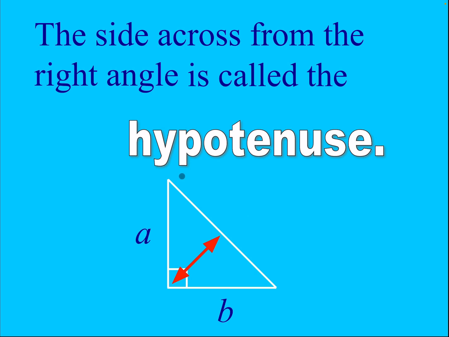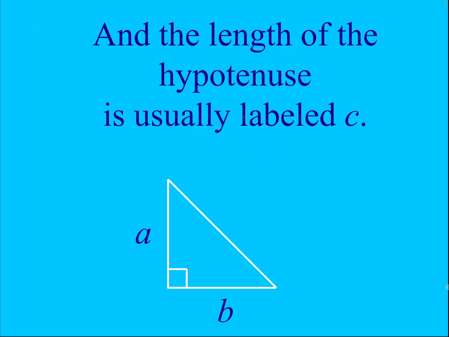And again, the hypotenuse is always going to be your longest side. So a good way to check after you've done the Pythagorean theorem is to make sure that this side is actually longer than either of the two legs. Okay, it always has to be the biggest one. And we usually label the length of the hypotenuse as c. Okay, these are the variables that stand for the legs and the hypotenuse: A, B, and C.